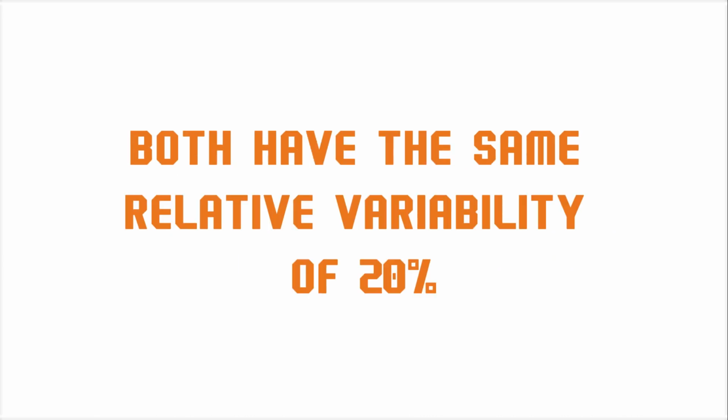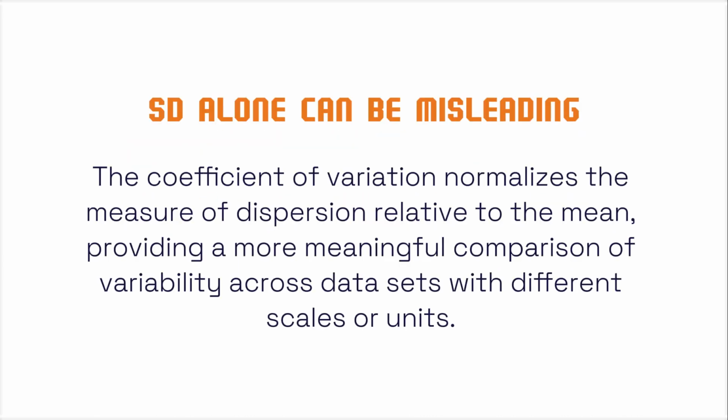Using the standard deviation alone to compare variability can be misleading when the means are different. The coefficient of variation normalizes the measure of dispersion relative to the mean, providing a more meaningful comparison of variability across datasets with different scales or units. This is why the coefficient of variation is preferred for such comparisons.